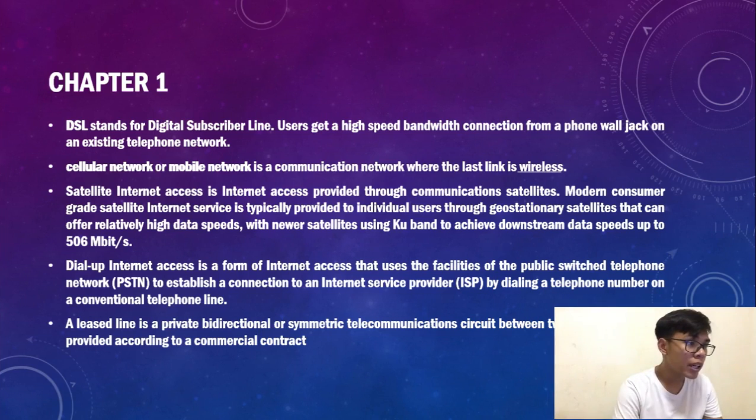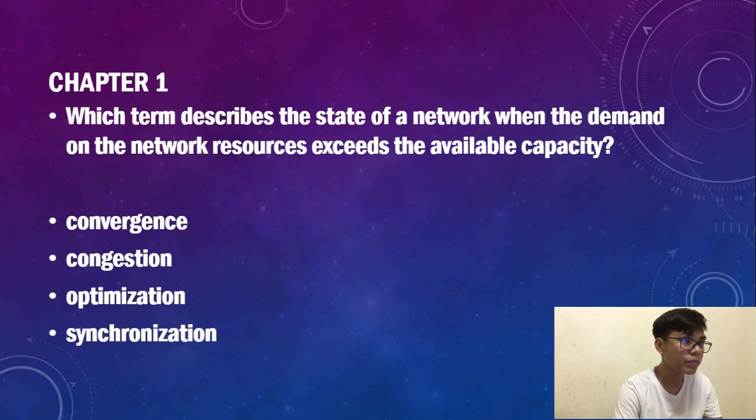Dial-up internet access is a form of internet access that uses the facilities of the public switched telephone network to establish a connection to the internet service provider by dialing a telephone number on a conventional telephone line. So telephone lines use physical cables. A leased line is a private bidirectional or symmetric telecommunication circuit between two or more locations provided according to a commercial contract, so it uses cables also. So the answer for that question is cellular and satellite.